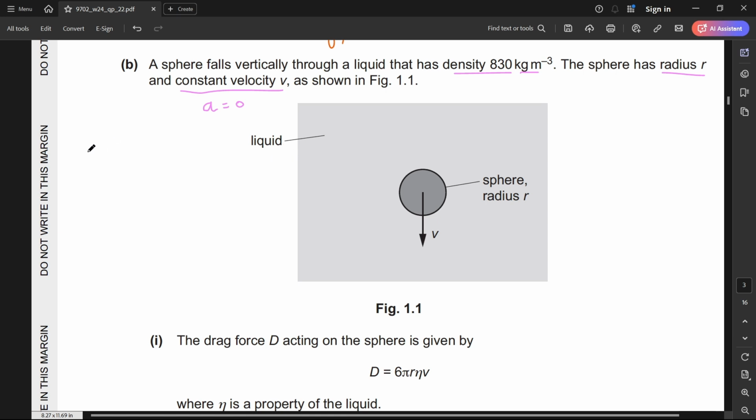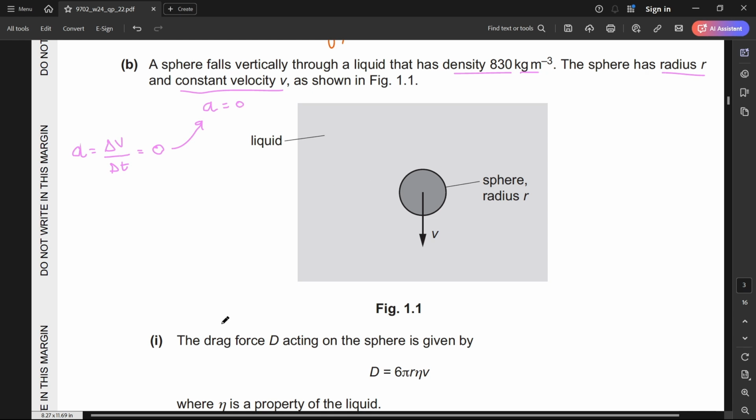I hope you are aware of the idea that acceleration is the rate of change of velocity. In a given time, what is the change in your velocity? That is your acceleration. Because your delta v is 0, your acceleration will be 0. That is how I got this idea that for constant velocity, we know that the acceleration is 0.